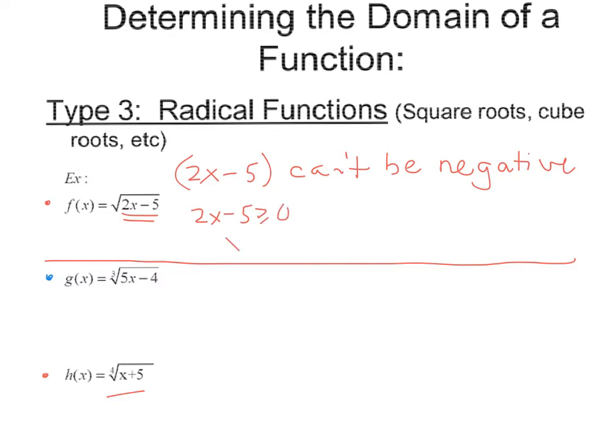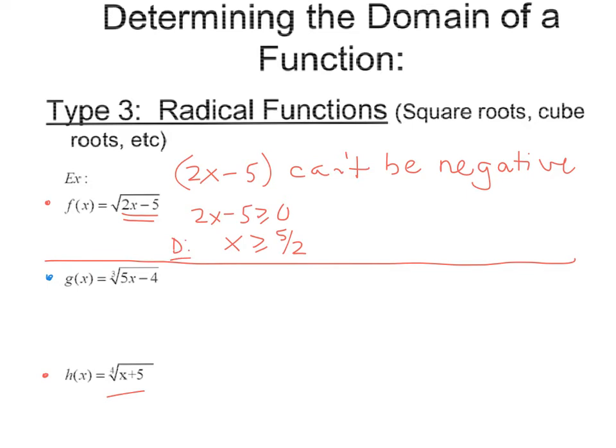And in this case, remember, if you multiply or divide by a negative, you flip the symbols. In this case, we're going to add 5 and divide by 2. We're not multiplying or dividing by a negative. So x is greater than or equal to 5 halves. So that means, if we're thinking on a number line, that's your domain right there.